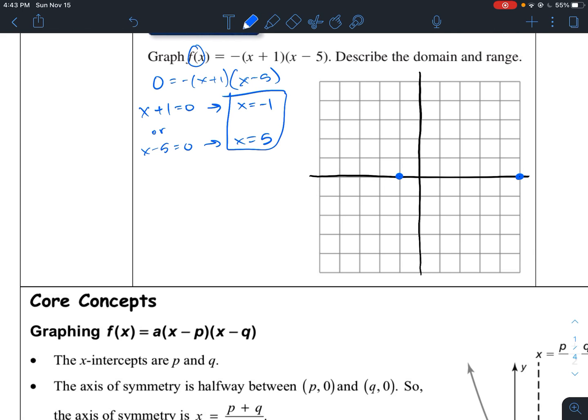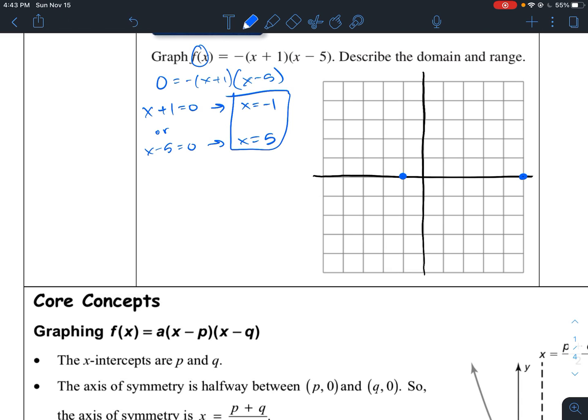Now if you think about this, I know that these points right here are 1, 2, 3, 4, 5, 6 units away from each other. They are 6 units apart, which means, remember that this is a symmetrical graph. That means halfway between these two points will be the axis of symmetry. So that means 1, 2, 3 is going to be the axis of symmetry.